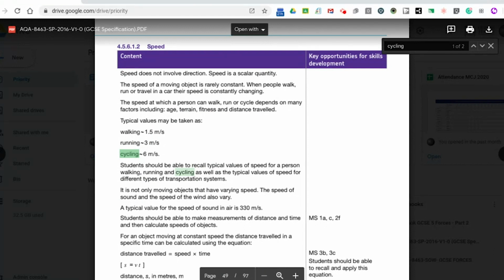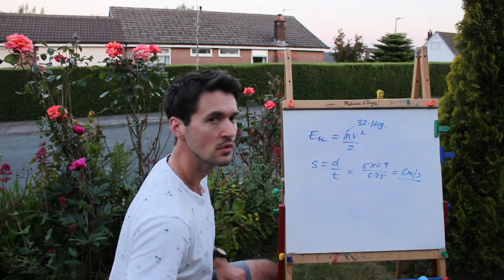It doesn't have to be exactly that, because you can go much faster or a bit slower than that, and it's going to depend on the terrain. So we're going slightly downhill there.